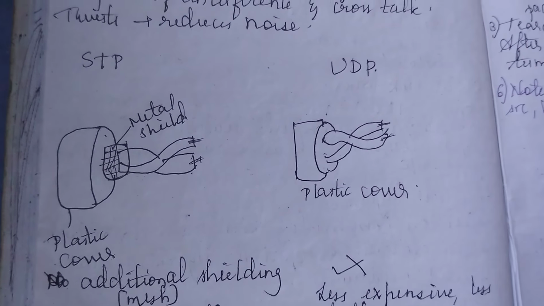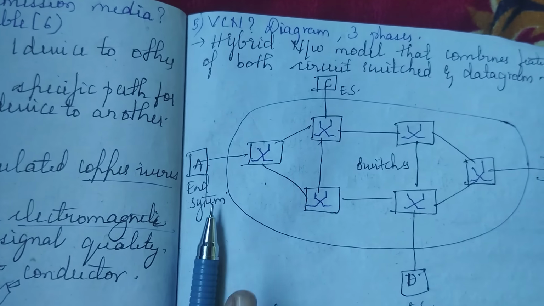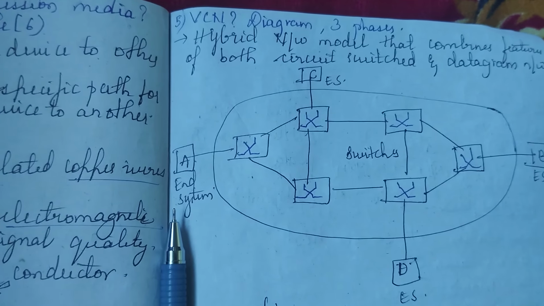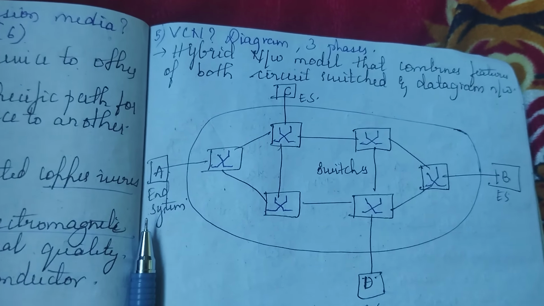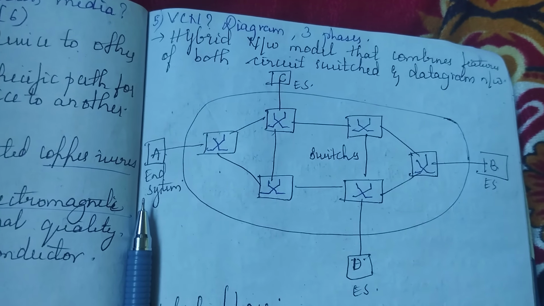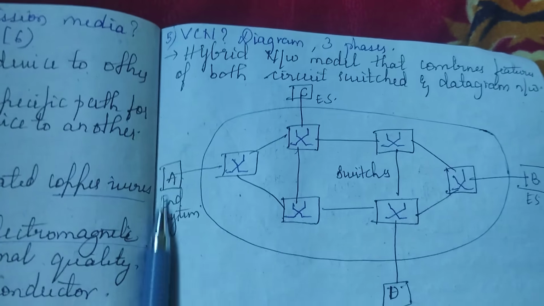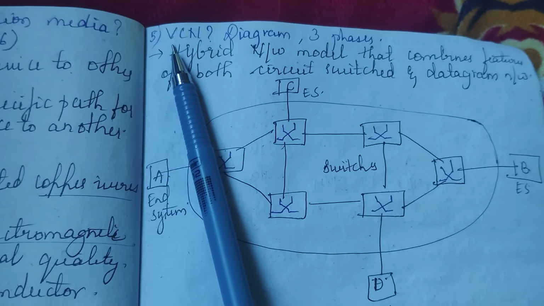Then comes VCN. This question was actually asked for only 6 marks, and if you understand whatever I've written, it is enough. In the textbook they have written 4-5 pages. For 6 marks, if you write that much content, it's of no use. So I'll just tell you what you have to write. First of all, what is VCN? Is it virtual computer network, right?